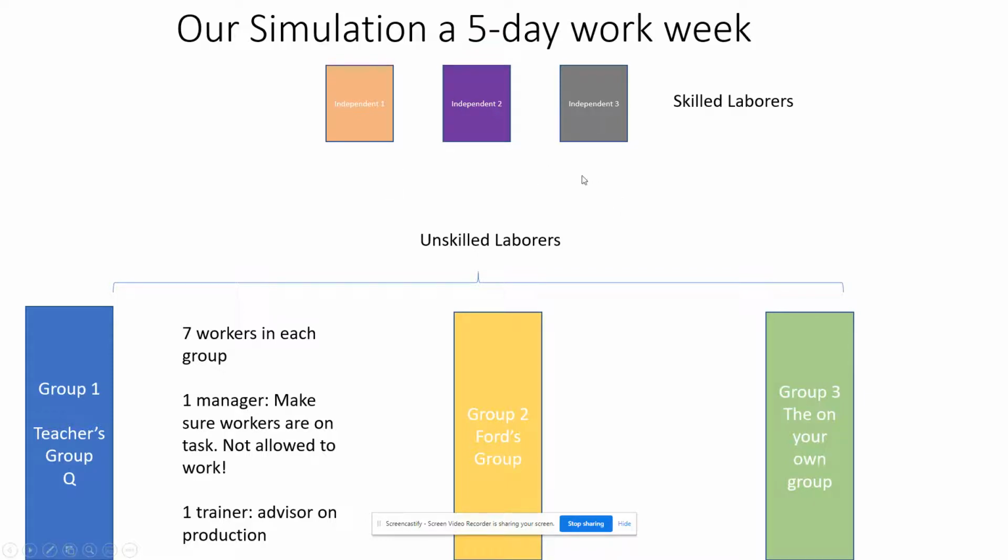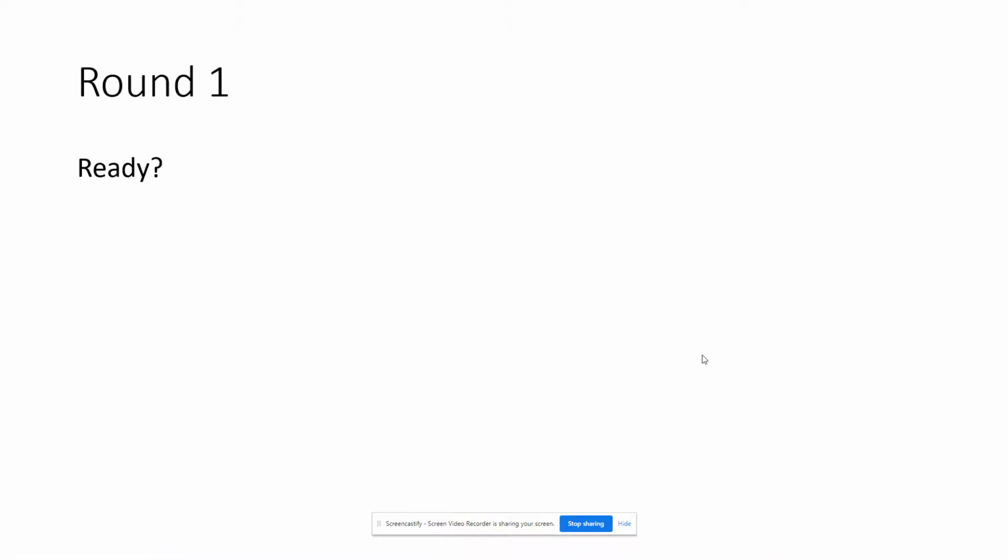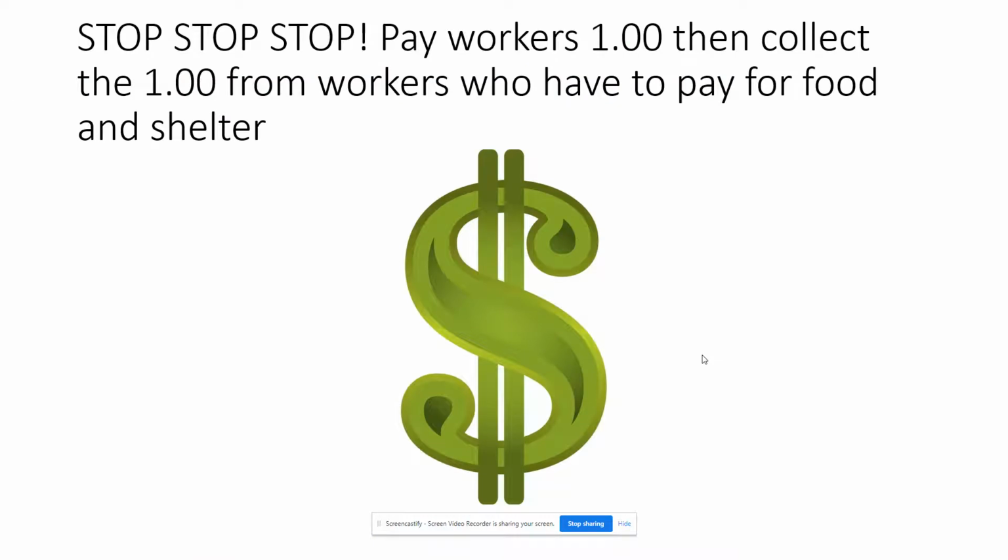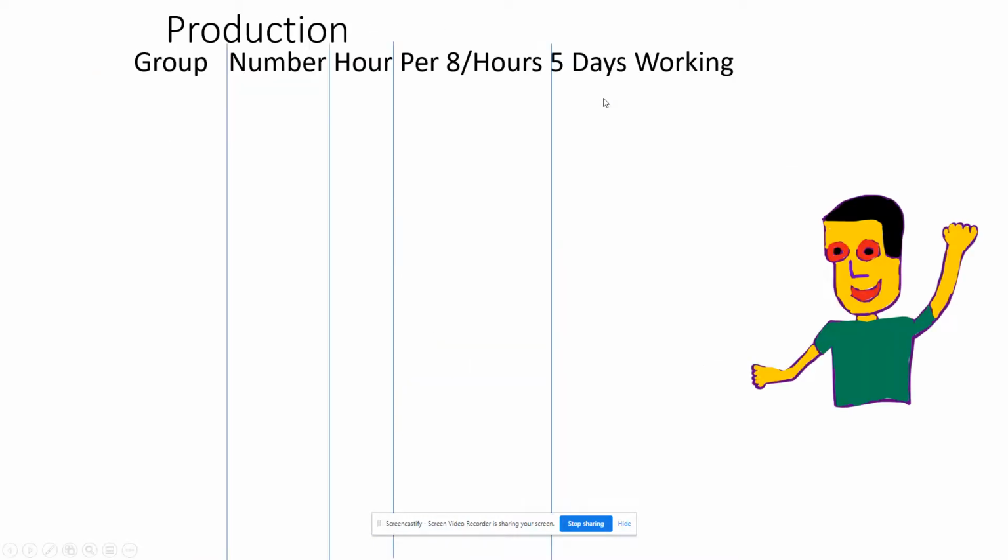You would have the groups working to try to figure out how they're going to produce and just outproduce the others. So in round one, that's kind of what they would do. And then I would pay the workers $1, and then we would gather their production numbers. I don't know what they would look like because it would depend on how well the worker is taught to do their task, and how much the managers are on them to keep them on task.